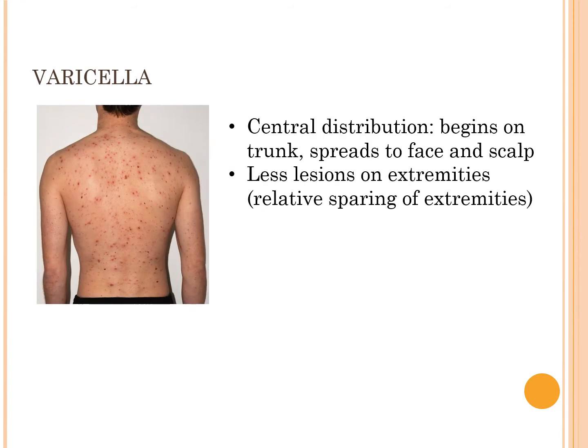They are distributed in what we call a central distribution, meaning the vesicles form first on the trunk and spread peripherally to the face and the scalp. And as they spread more peripherally to the extremities, less and less lesions appear. So much so that they are distributed in what we call a central distribution with a relative sparing of the extremities.